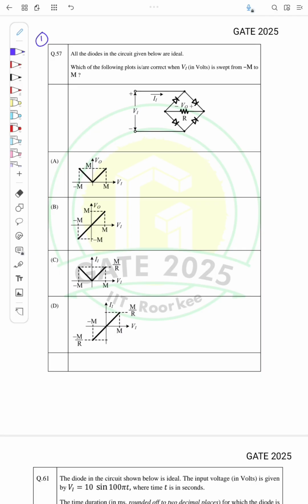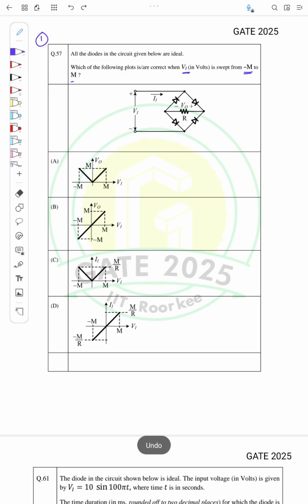This is from GATE 2025. The question is, all the diodes in the circuit given below are ideal. Which of the following plots is or are correct with VI in volts swept from minus M to M? So the input VI is swept from minus M voltage to capital M. As you can see here, this is a bridge circuit, and we'll see how it works.